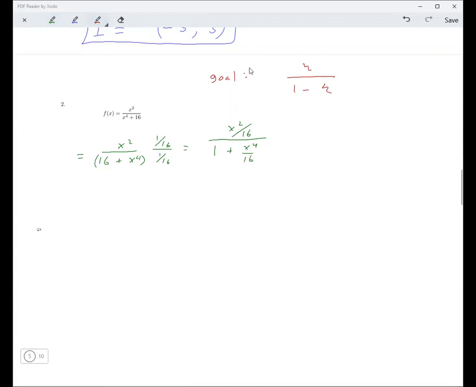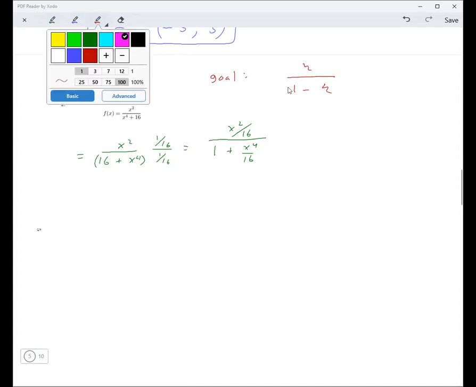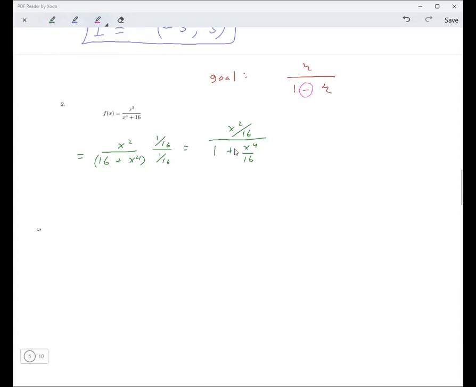But you also want a minus here, which is a plus. But like I mentioned before, you can just change it to a minus, and then you have a negative x to the 4th over 16. Okay. So this becomes all that. And then we can apply the geometric series to it. So factor that out.